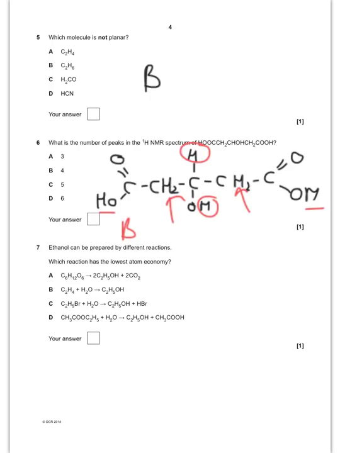Which of these reactions has the lowest atom economy? Your atom economy is given by the molar mass of the molecules you want over the molar mass of all your products. You can do the quick calculation, but if you have a look, you've got bromine there, hydrogen bromide. Bromine has a high molar mass, and hydrogen bromide has a high molar mass because bromine has a high relative atomic mass. You don't want the hydrogen bromide, and therefore the answer is going to be C.